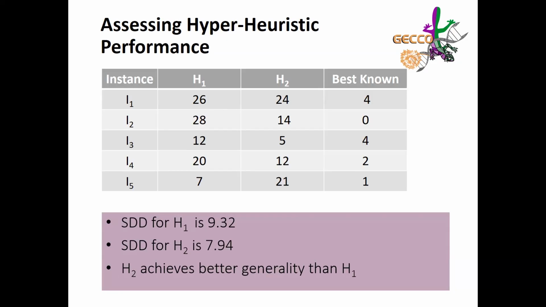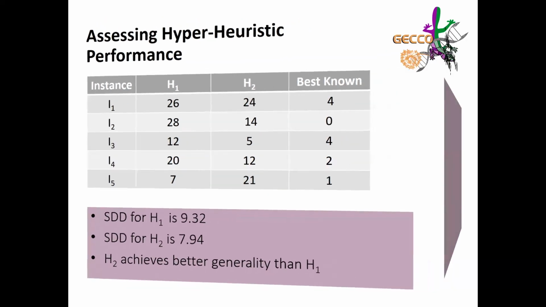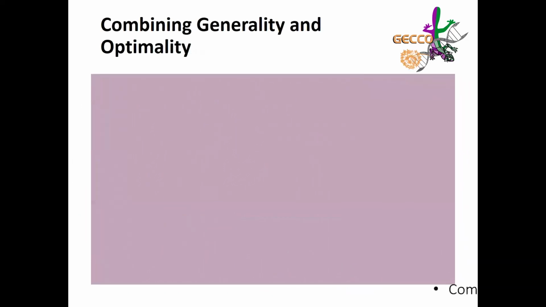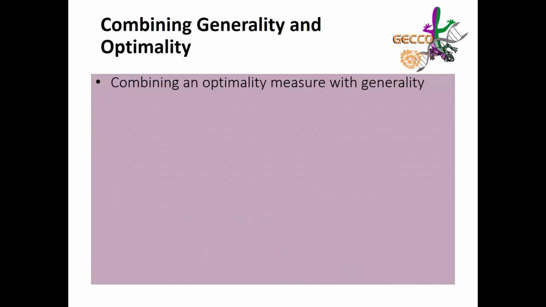But if you look at this, do we want to look at generality only? That's the biggest question, because you could get a hyperheuristic that works very well in terms of generality, but is it any good if it's not achieving optimality as well? So the whole idea, and this is where the multi-objective optimization comes in, is: can we find a way of getting a solution that attains generality and optimality?